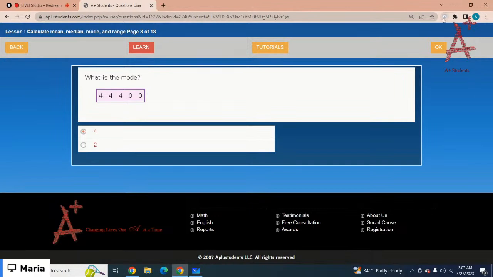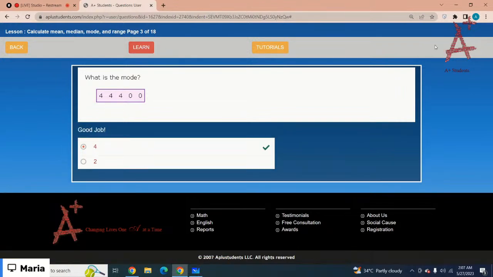The number that appears the most of the time in the data is the mode. You can note down the definition.